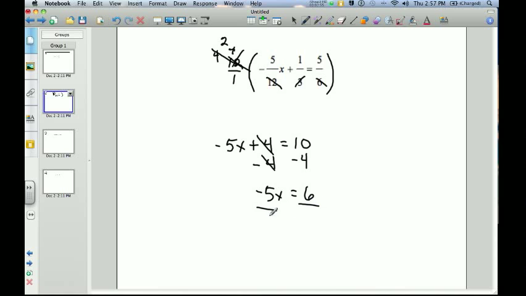And the last step is I'm going to divide by a negative 5 on both sides. Negative divided by negative, the 5s go to 1. So now I have a positive divided by a negative, so it's going to be a negative 6/5. And for what we're doing, we're just going to leave it as an improper fraction.